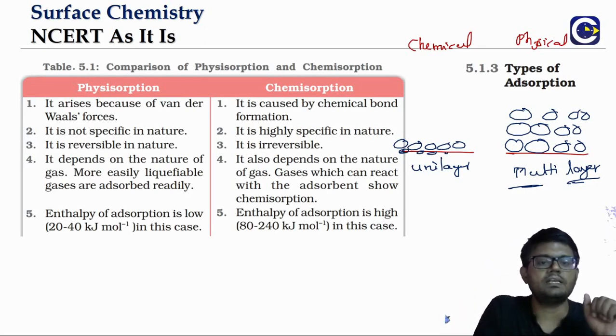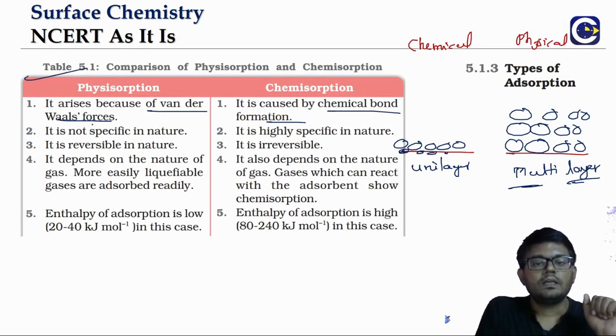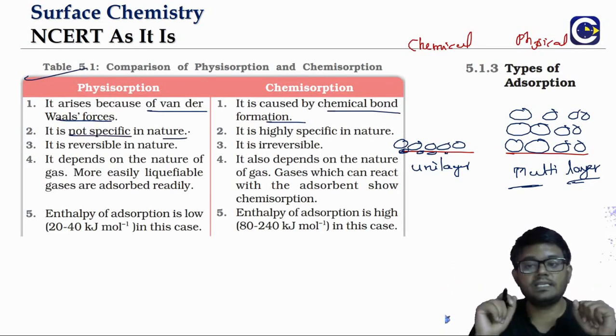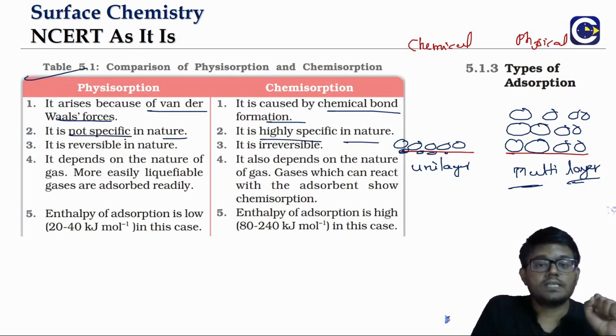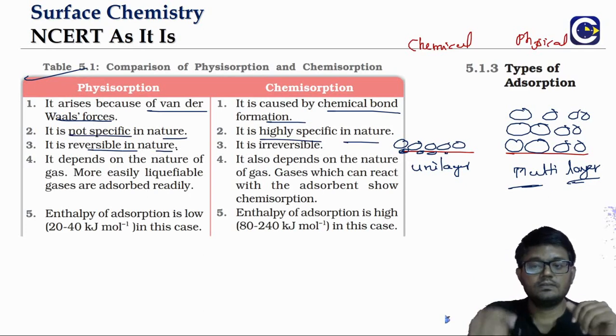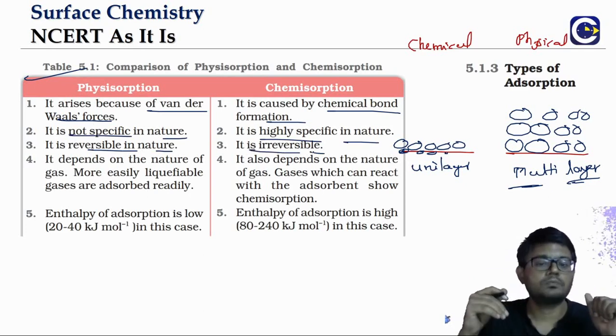So we'll just summarize the differences. Physical adsorption is because of what? Van der Waals interaction. Chemical adsorption is because of chemical bond formation. Physical adsorption is not specific in nature. Chemical adsorption is specific. Why? Because you have to form a chemical bond. Physical adsorption can be easily reversed. This is relatively difficult to reverse because you form a chemical compound.